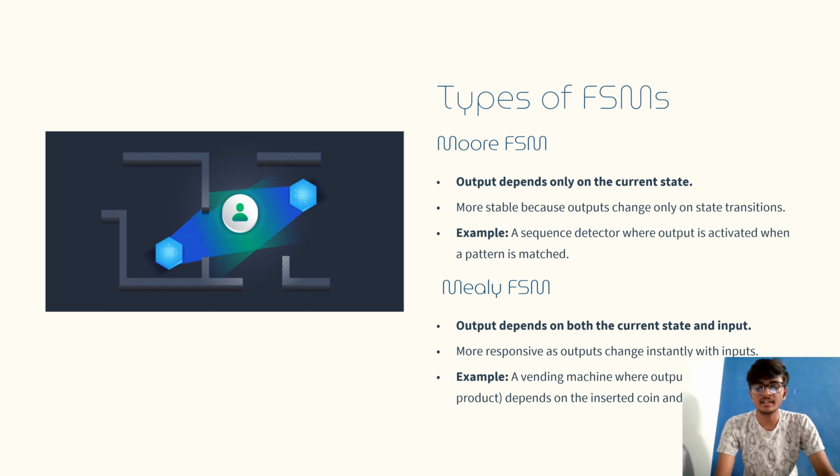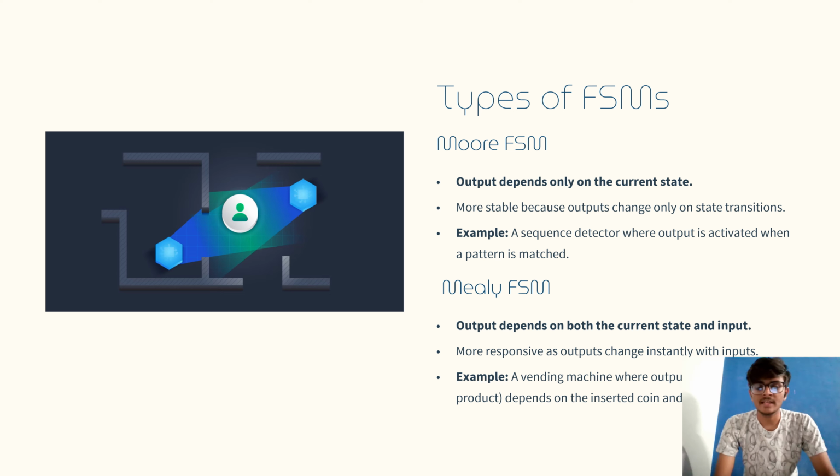A sequence detector is a finite state machine that recognizes a specific sequence of bits in a stream of input data. When the FSM detects the target sequence, it activates an output signal.